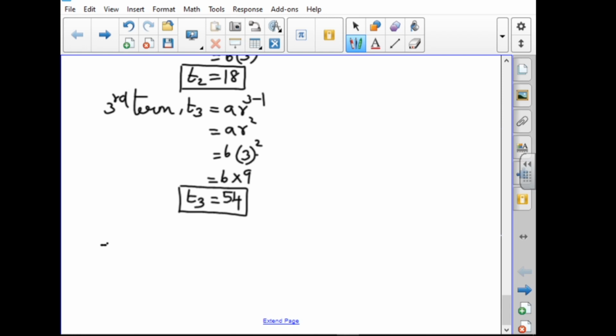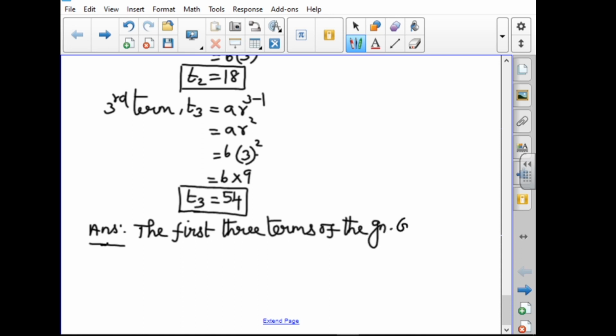So, answer: the first three terms of the given GP are, the first term is 6, the second term is 18, the third term is 54.